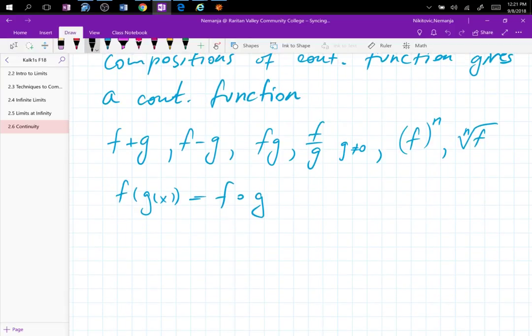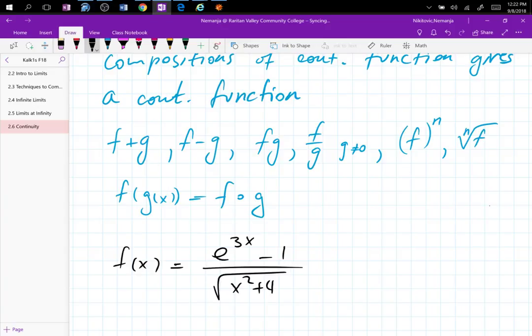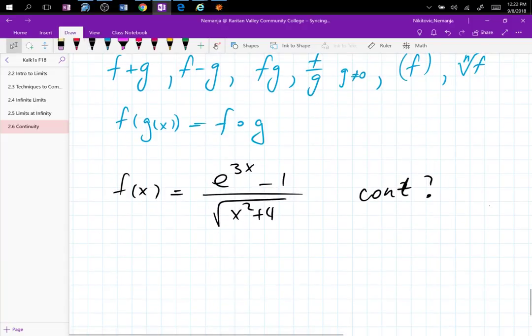So now let's take a look at f of x equals e to the 3x minus 1 divided by the square root of x squared plus 4. Is this continuous? The answer is yes. And now, as every good 5-year-old, why? Well, let's go and look at it.